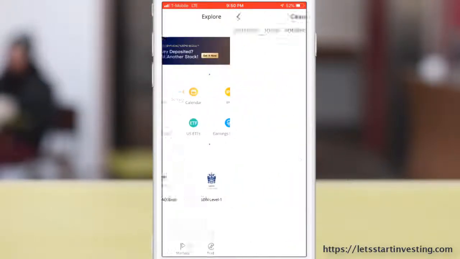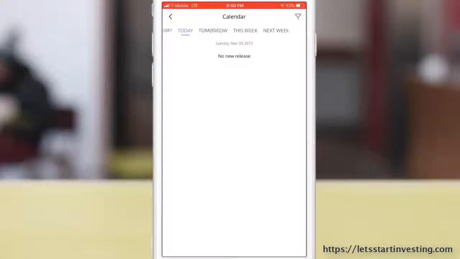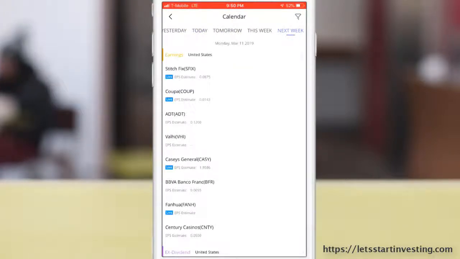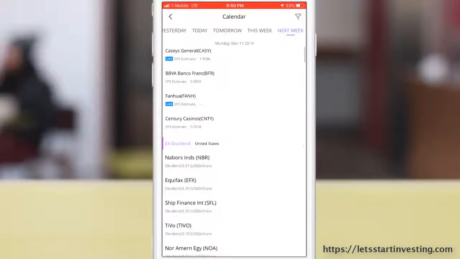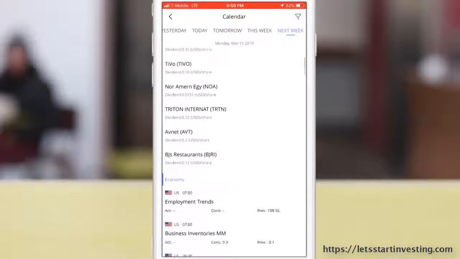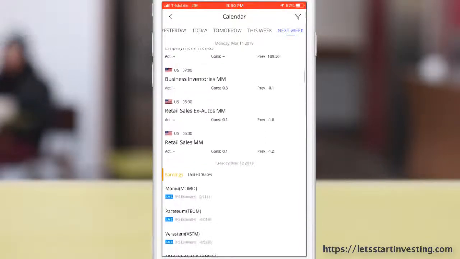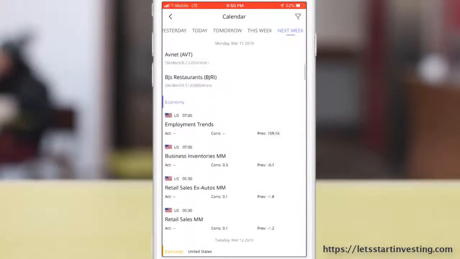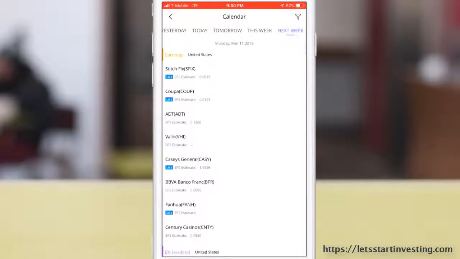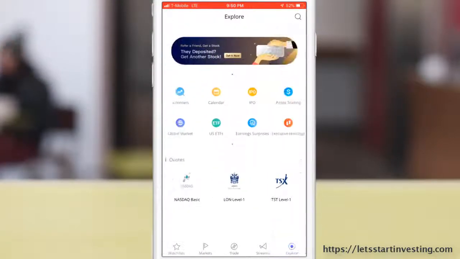So first, you can go to the calendar. Calendar is going to show you, I'm going to go to next week because this is a Sunday currently. So this will show you what's coming up next week. It shows you all your different earnings that are going to be happening this week. It's going to show you ex-dividends as well, and some economy stuff. So things that are happening in the calendar coming up for different stocks. That way you can track it in one easy spot.